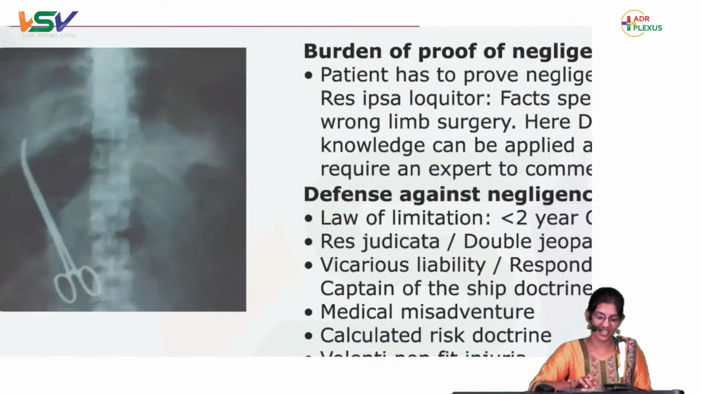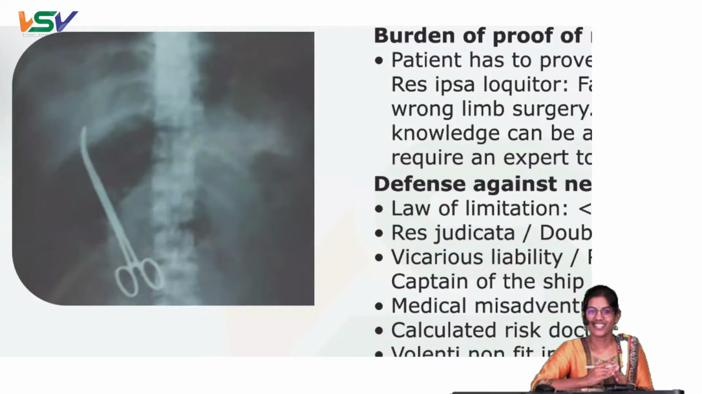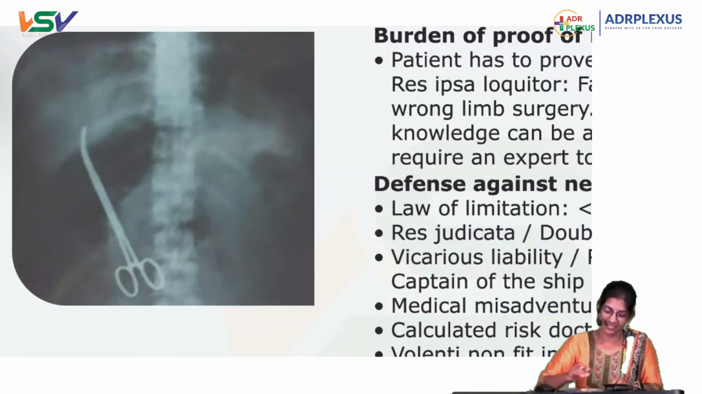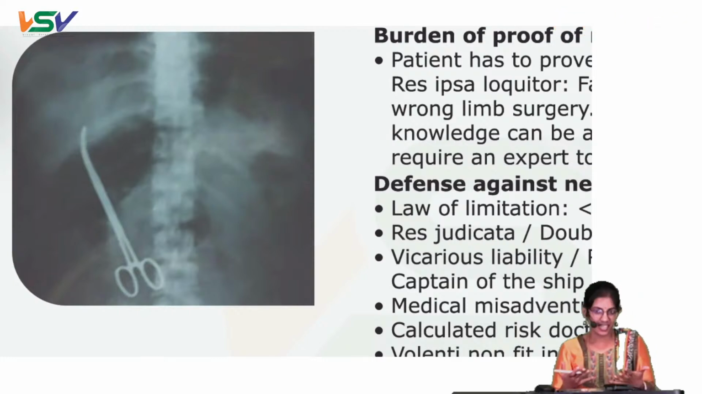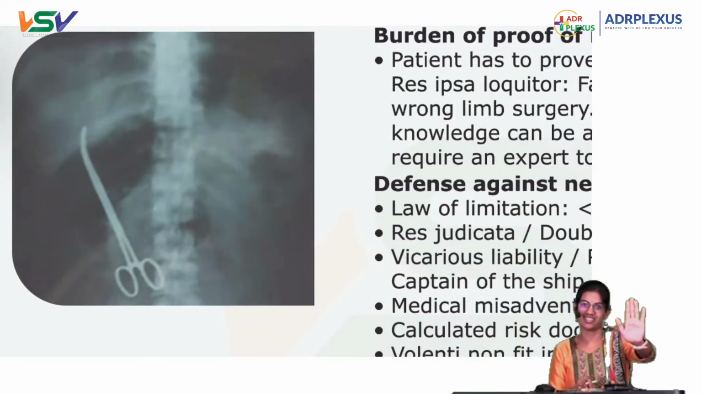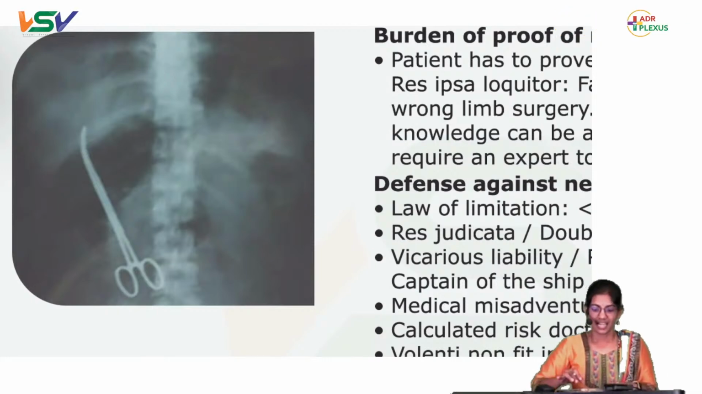They have given an image-based question and asked which principle applies over here. This is a case of res ipsa loquitur. Very good, doctor. Res ipsa loquitur: the fact speaks for itself. A scissors inside the abdominal cavity indicates negligence. The patient need not prove anything over here. He just has to show the X-ray: this is my abdominal X-ray that was taken. Look at it. So this is res ipsa loquitur.